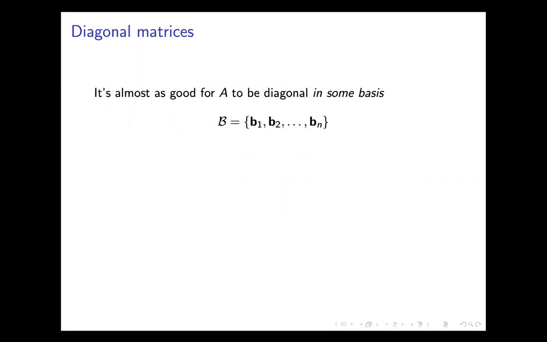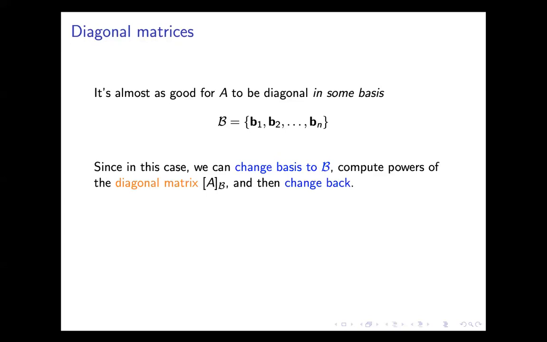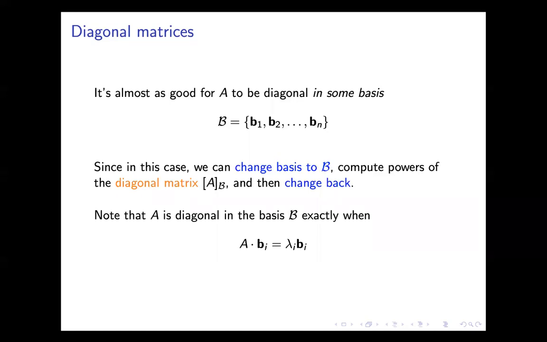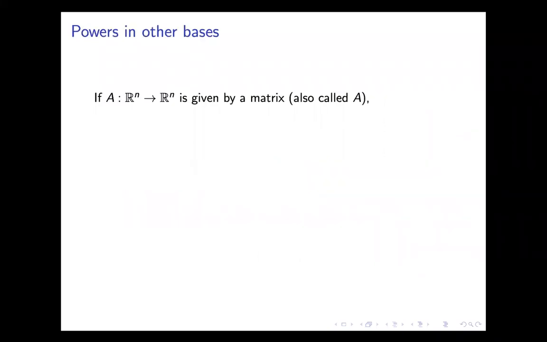It's almost as good for A to be diagonal in some basis. Say there is a basis B, with elements b_1, b_2, and so on, b_n. In this case, we can change basis to B, compute powers of the diagonal matrix in that basis, and then come back, because we know how to change the basis for a matrix. Note that A is diagonal in the basis B only when the formula from the previous slide holds, namely that multiplication of the matrix A by the vector b_i is given by lambda_i times b_i.